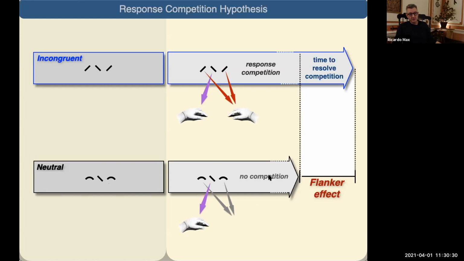In neutral trials, there is no competition. And the time that it takes to resolve the competition is exactly the additional time that we observe between the average time for responding to neutral trials, which is faster than the average time that it takes to respond to all the incongruent trials.